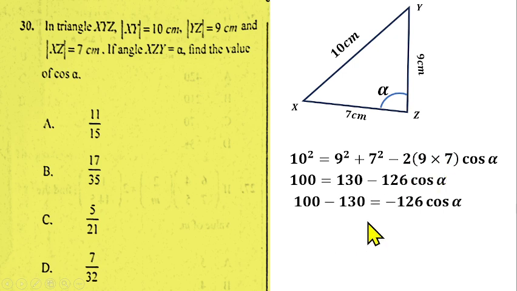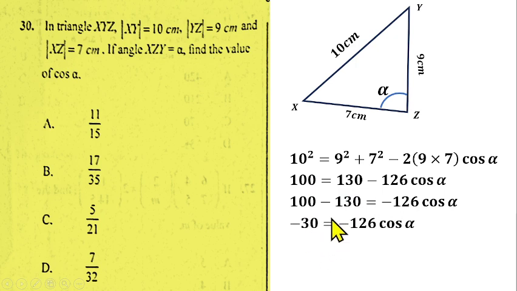Collect like terms from there. This comes here, you have 100 minus 130 equals minus 126 cos alpha. That will give us minus 30 equals this. Divide both sides by minus 126 to get our cos alpha. So that means cos alpha is 30 over 126, because minus will take care of minus. 6 can go here, 6 can go here. So 6 in 30 is 5, 6 in 126 gives us 21. So that gives us 5 over 21, which is option C for question number 30.